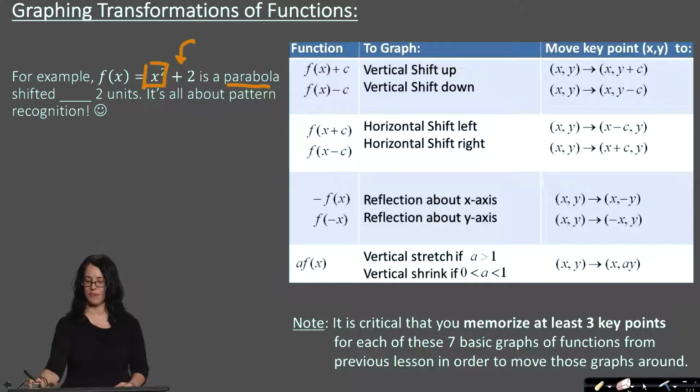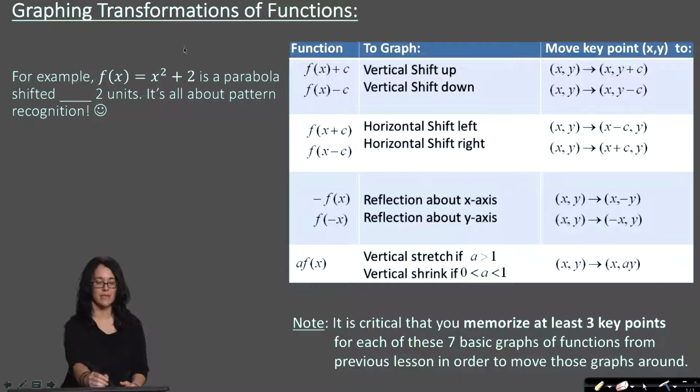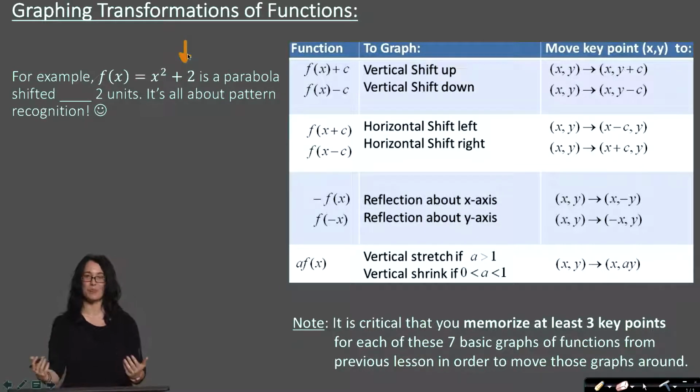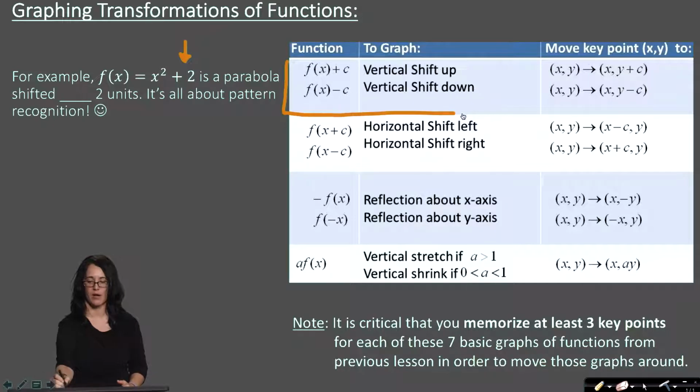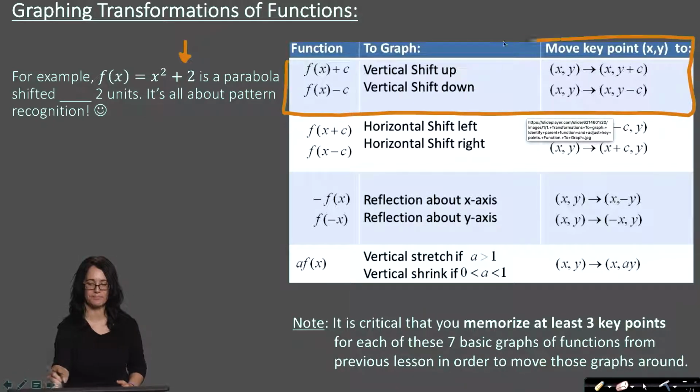So if you have something like y equals x squared, that's where you'd actually want to think, what is the graph? It's a parabola. Okay, what does this plus 2 business mean? That's the new part for today. Well, that's actually one of our more basic transformations, and it's in this first box right here on the top of your screen. And that is a vertical shift. You're shifting the graph up 2 units.